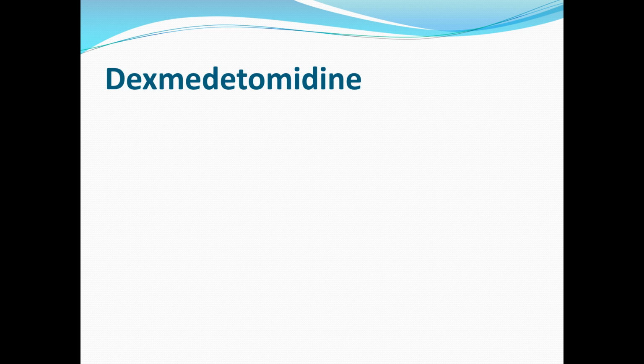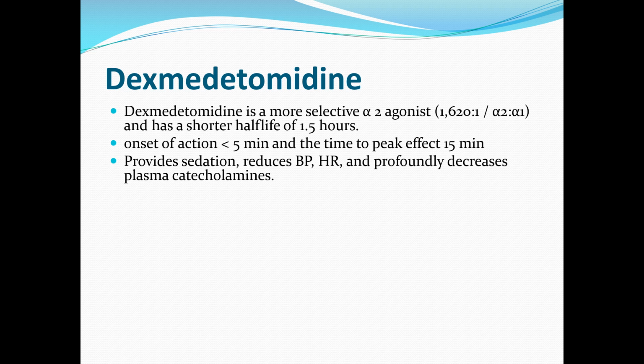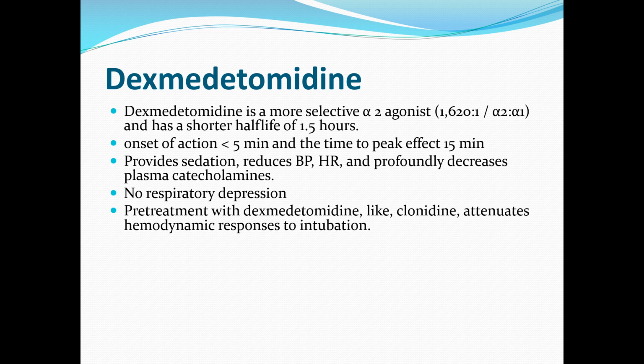My second favorite drug, dexmedetomidine, is a more selective alpha-2 agonist, and again 1600 to 1 alpha-2 specificity and a much shorter half-life of 1.5 hours. Onset of action is less than 5 minutes, and time to peak effect is about 15 minutes. Provides sedation, reduces blood pressure, heart rate, and profoundly decreases plasma catecholamines. There is no respiratory depression with massive overdose of dexmedetomidine.